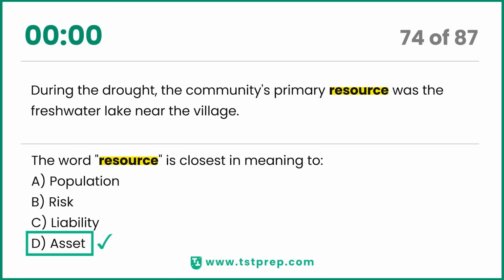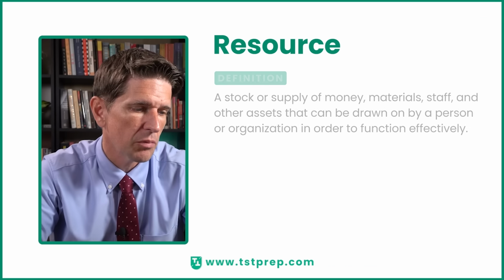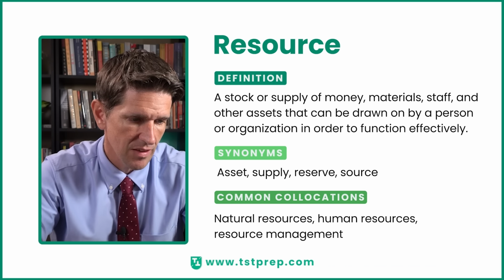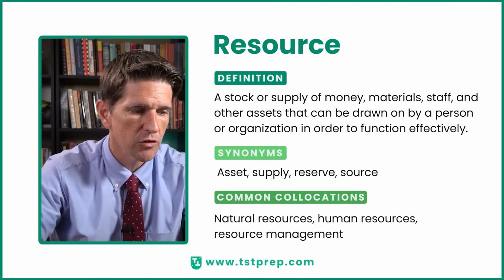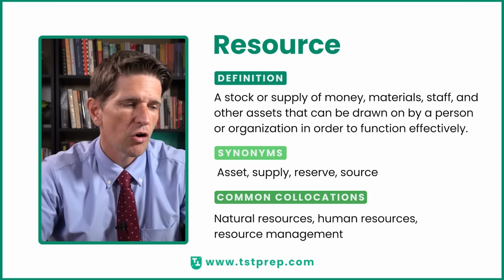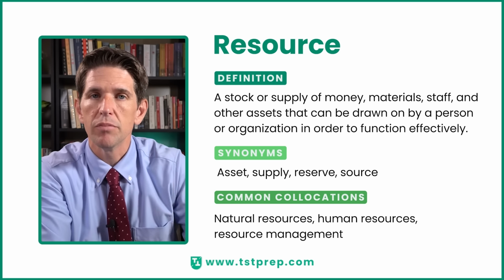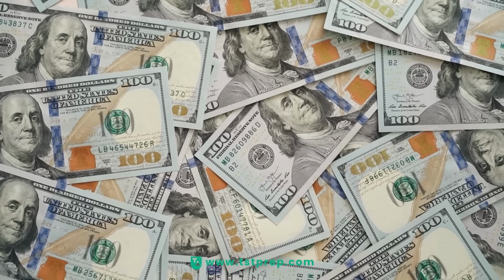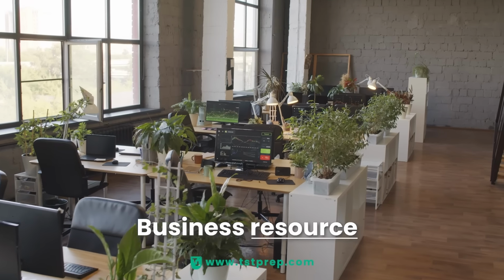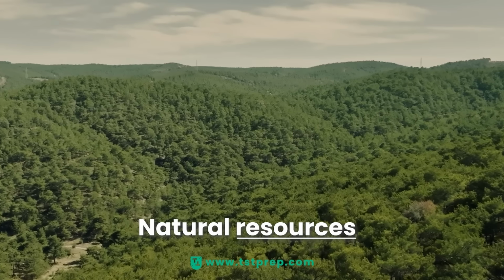All right, here the correct answer is D, asset. So a resource is a stock or supply of money, materials, staff, or other assets that can be drawn on by a person or organization in order to function effectively. So we could think about it like this, like business as a resource. So businesses have money, they have staff, they have buildings, they have equipment. That's a business's resource. But we could also think of natural resources that we have in our environment.